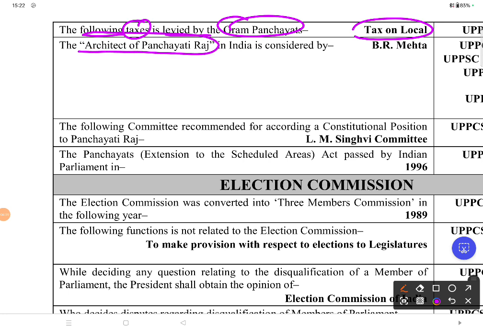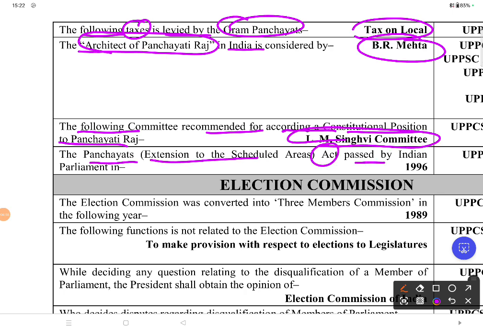The architect of Panchayati Raj in India is considered to be B.R. Mehta. The following committee recommended according a constitutional position to Panchayati Raj, that is the L.M. Singhvi Committee. The Panchayats Extension to Scheduled Areas Act was passed by the Indian Parliament in 1996.